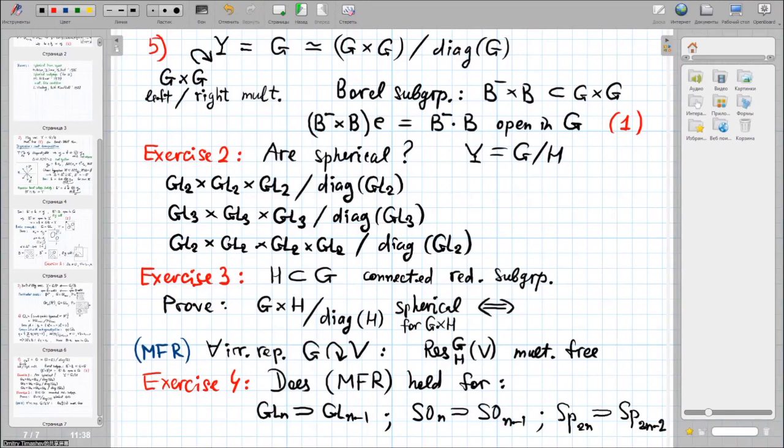So these are the exercises. Any questions so far?